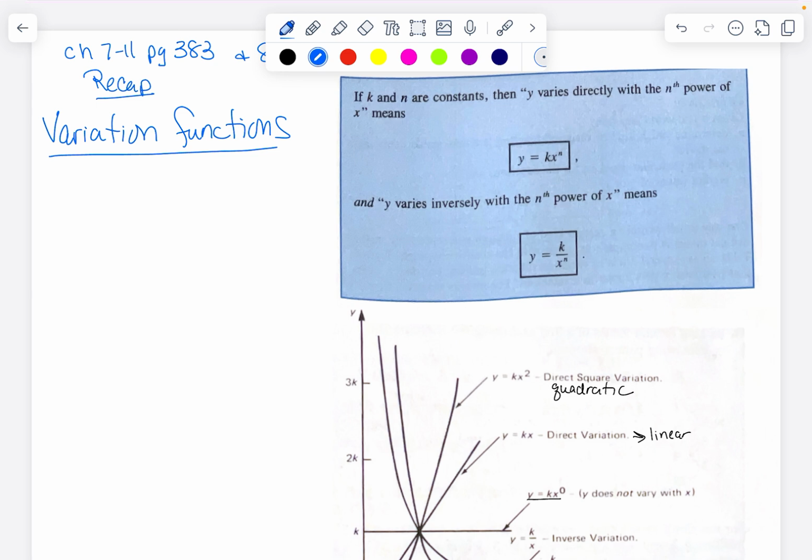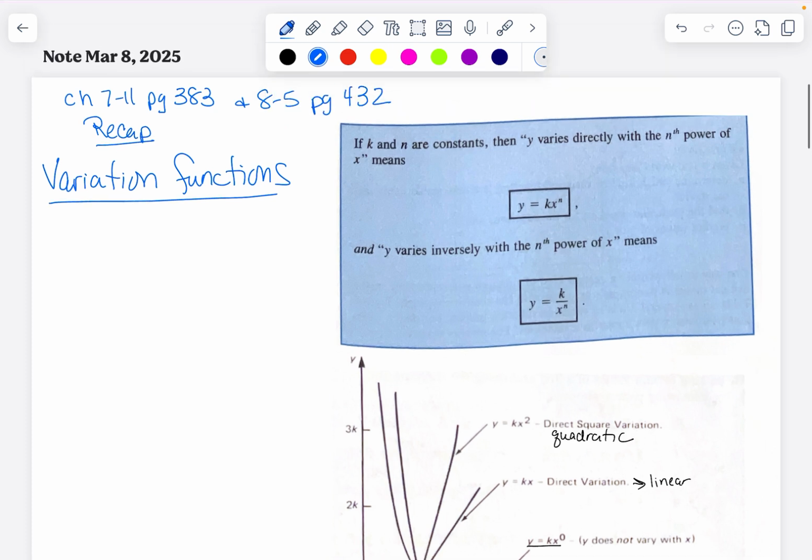So we talked about our variation functions. You will find them in chapter 7, section 11, page 383, and chapter 8, section 5, page 432. That's what we're going to talk about here in our little recap.